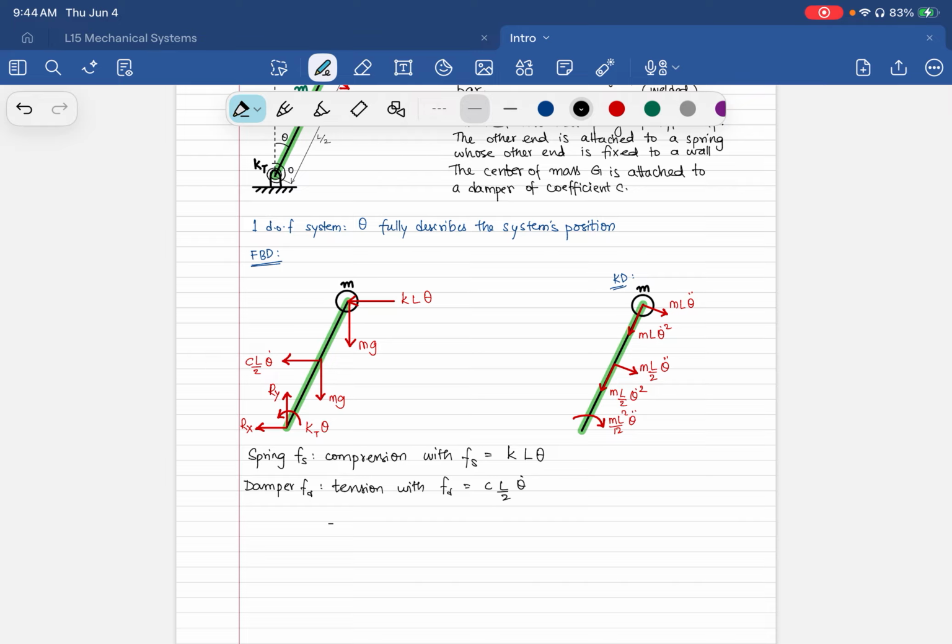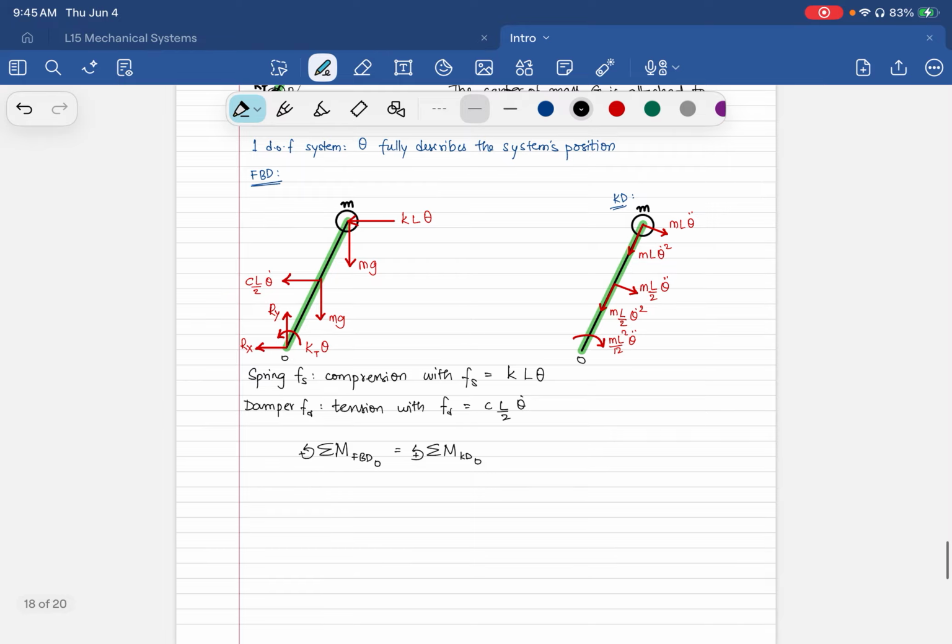So we have the sum of moments in the free body diagram about point O, let's say that's the hinge point, is equal to the sum of moments in the kinetic diagram about the same point O. When you take a moment, you do have to account for which point you're taking it about, and it has to be the same on the left and the right. We can define a certain direction to be positive. Let's say that the counterclockwise direction is positive. So now all you have to do is take the moment about this.